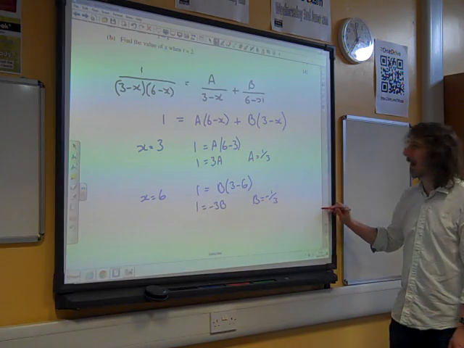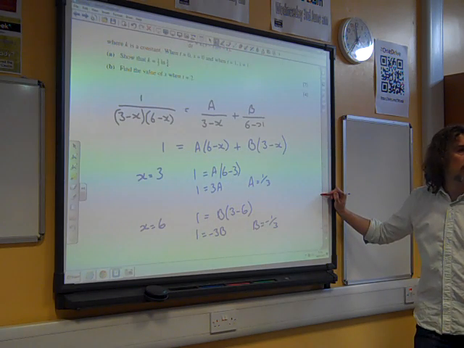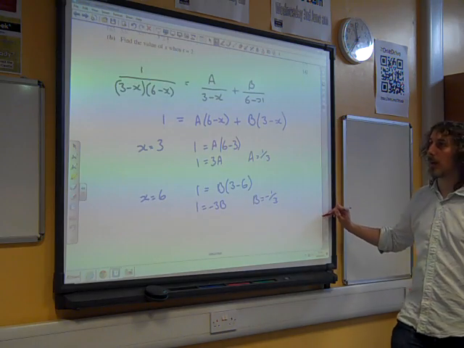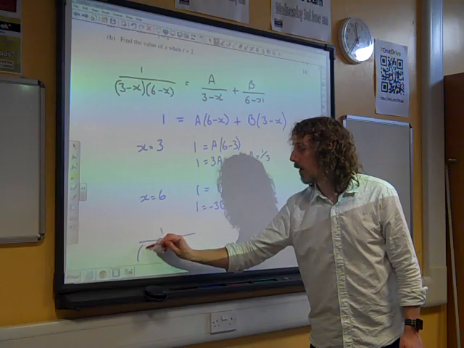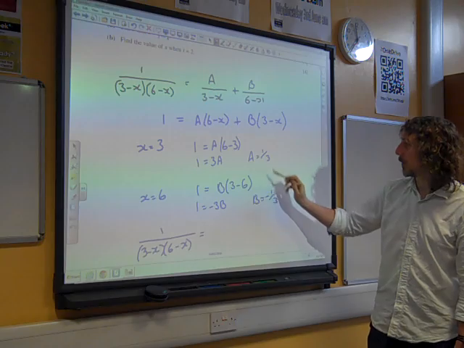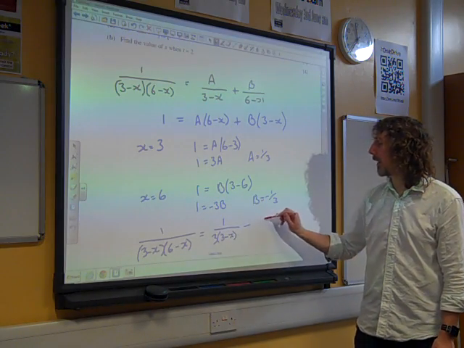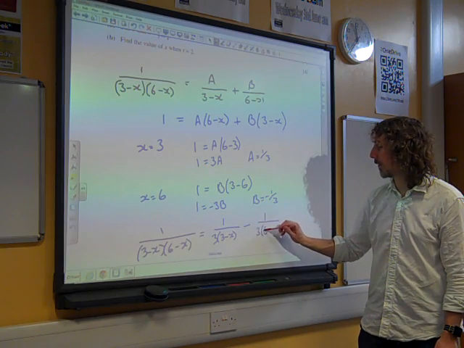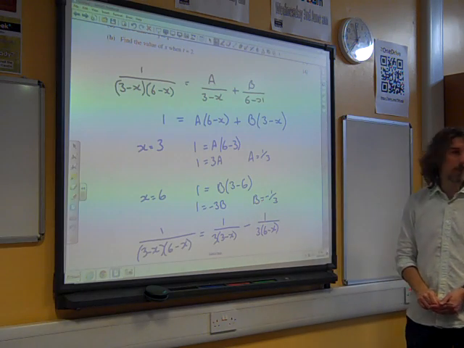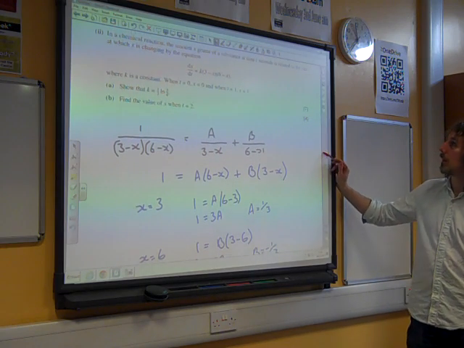And I'm not sure exactly what the mark scheme said, but I would not want you to leave it like that, because it did say express it in partial fractions. So I think we actually have to finish this off. 1 over (3 minus x)(6 minus x) is, well, a was a third, so that's 1 over 3 lots of (3 minus x) minus 1 over 3 lots of (6 minus x). And we've put the third into the fraction and tidied it up a little bit. Okay. That was just 2 marks.